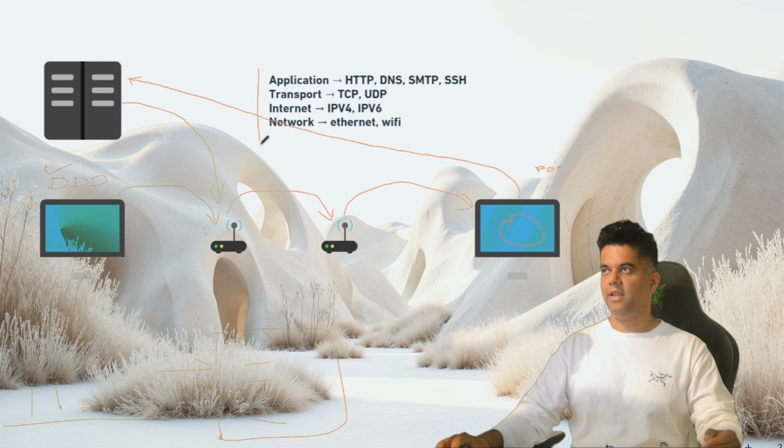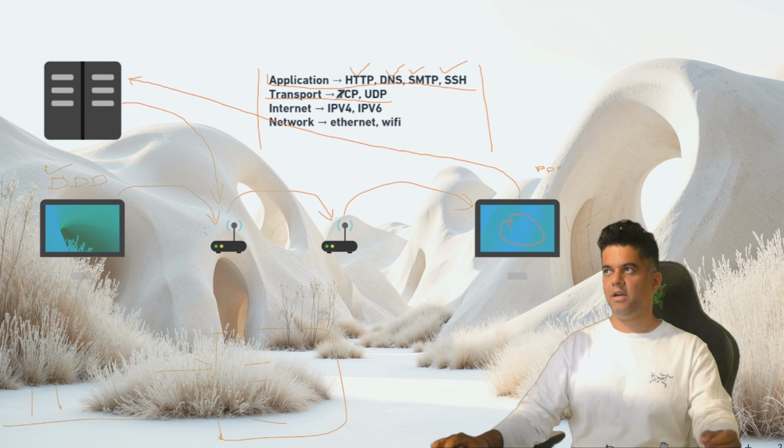There are 4 different levels or layers. First is the application layer. And we'll discuss each of these layers and break each of them down. So you've heard about HTTP, DNS, SMTP, SSH. If you haven't heard about these, not a problem. We'll be discussing that in this playlist.